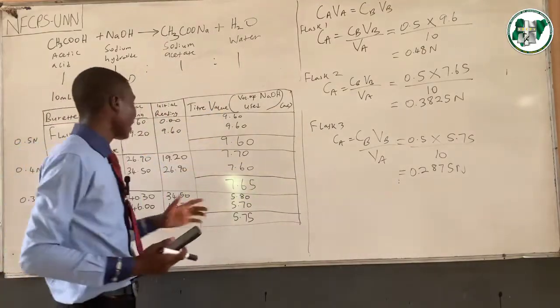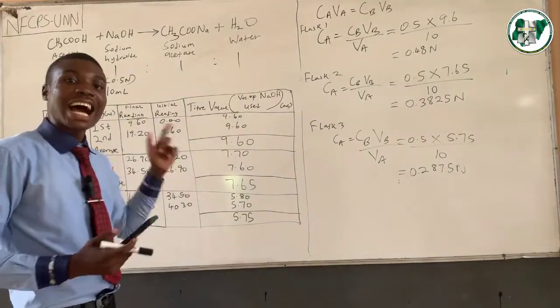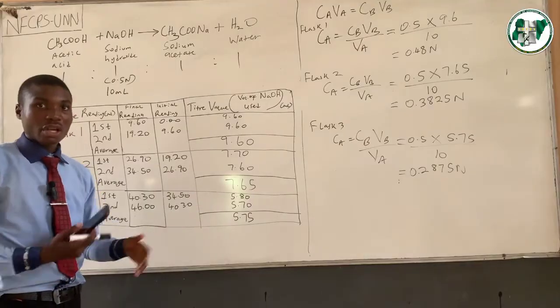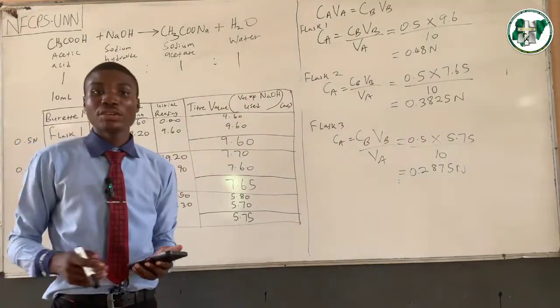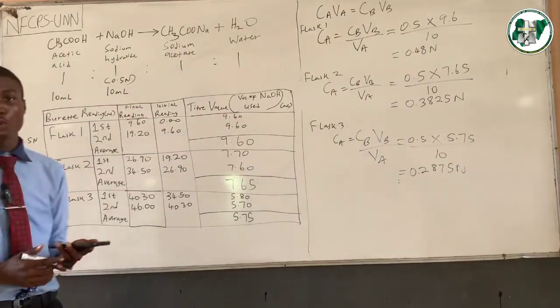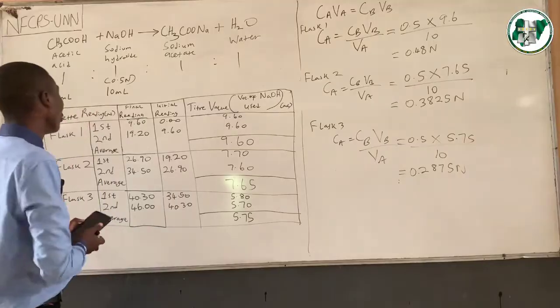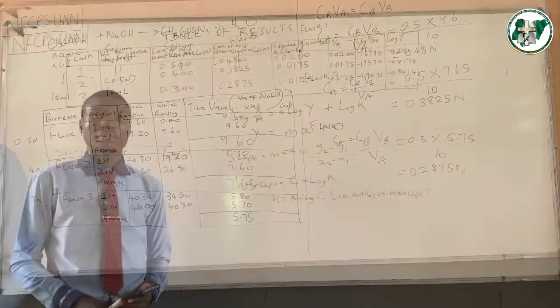So the moment you have been able to get this, you have been able to get the concentration of the acid that is currently present in the different flasks after adsorption. Are we making progress now? So now I'm going to be drawing the table that is going to be necessary for you to carry out your final plotting of your graph and then estimating the value of your K and your N. So let us make progress.